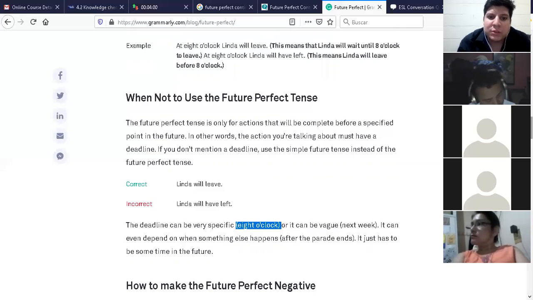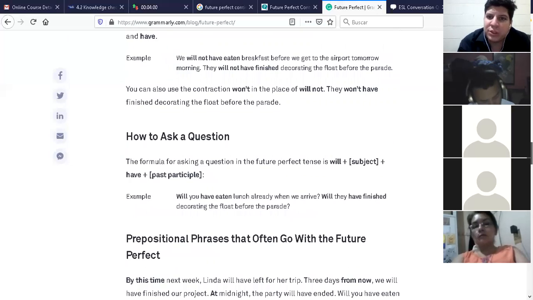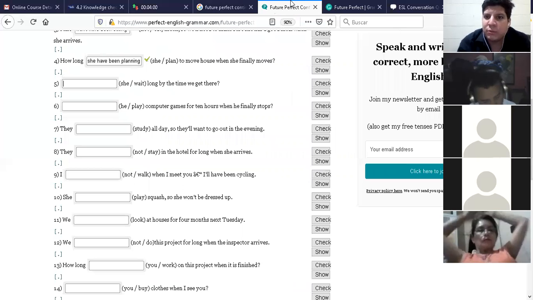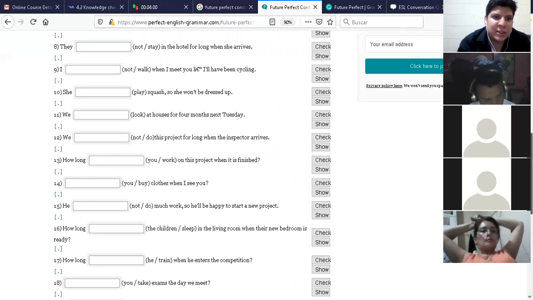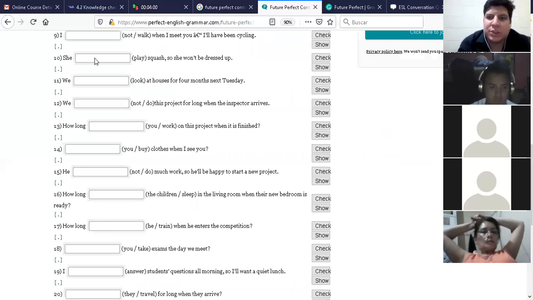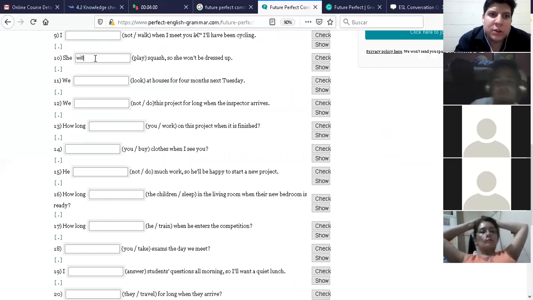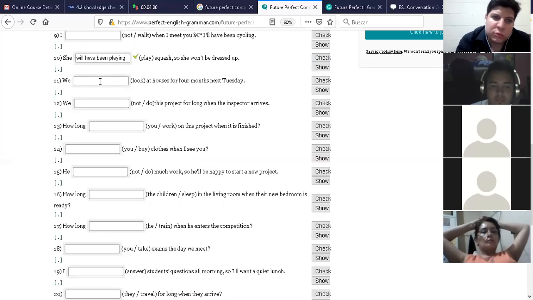All right. So guys, this is going to be pretty much it as far as the structure. I know you need to practice, so let's go ahead and complete the last 10. She plays squash. Give me the answer, please. She will have been playing squash. So she won't be dressed up. Okay, we are giving a conclusion.